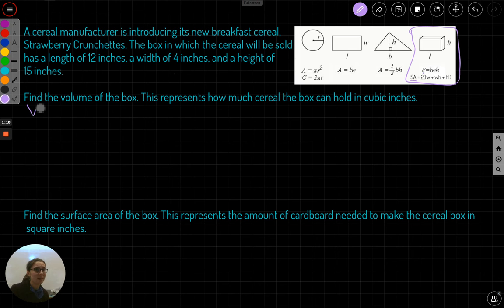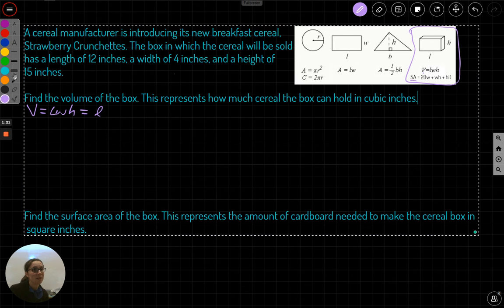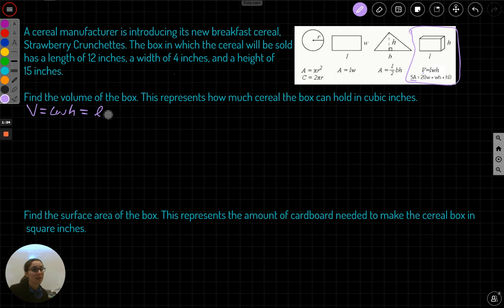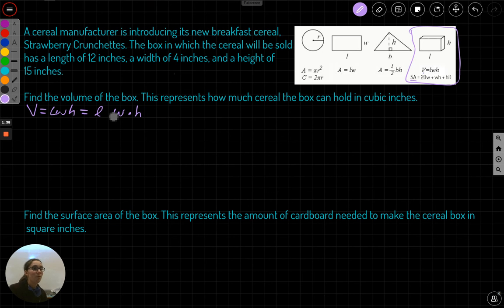Write down the formula. V equals LWH, which equals length times width times height. So length times width times height is the formula for volume of a rectangular prism. So what we need to do is substitute our values.